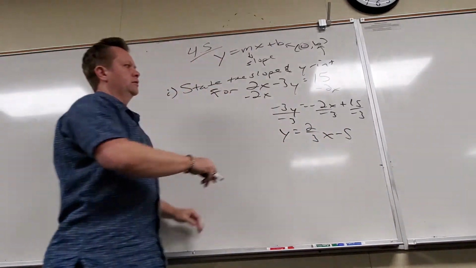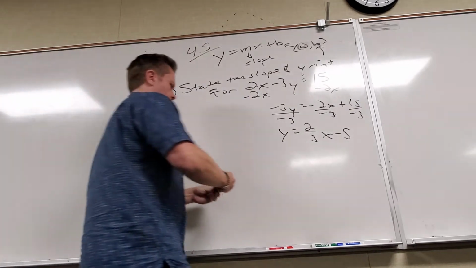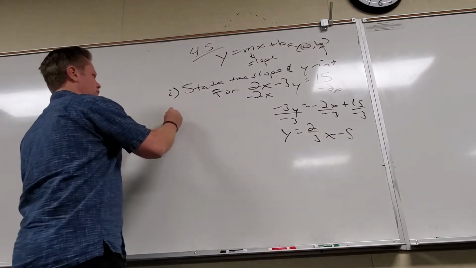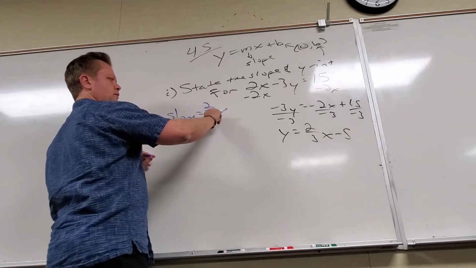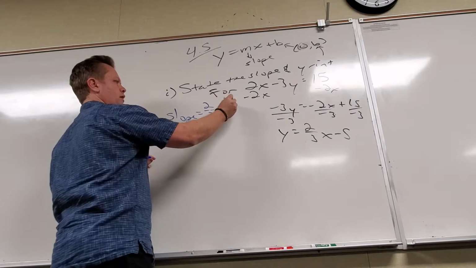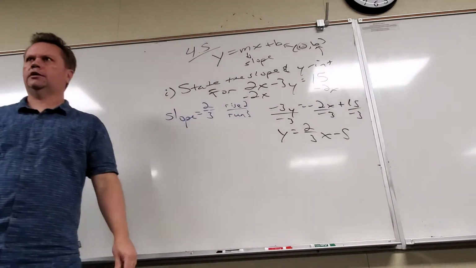So what's the slope? 2 over 3. Yeah, 2 over 3. Which means what? You're going up 2. Rise 2. Run 3. I love it. Kick ass.